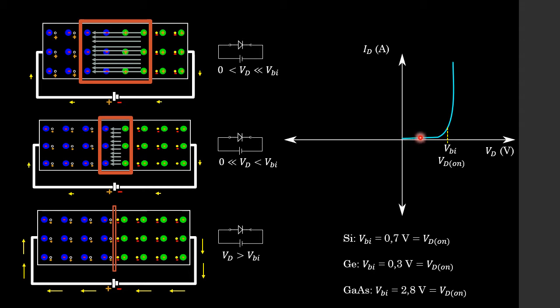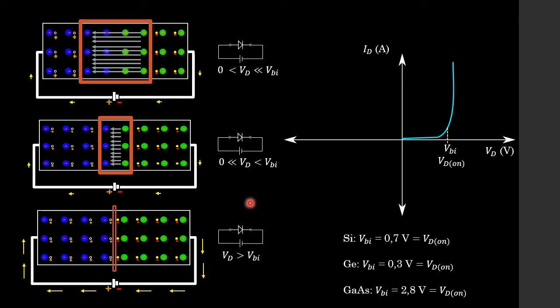That's this region over here. As you know, not much current is going to flow. But as we increase our bias voltage greater than 0 but still less than our barrier potential voltage, that's this region over here. Yes, we still have some diode current flowing, but not very much.